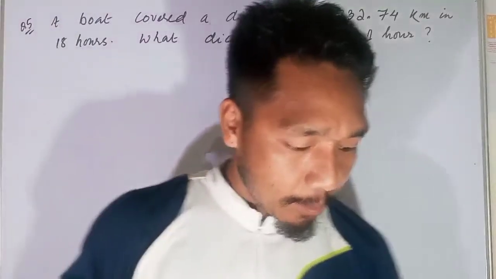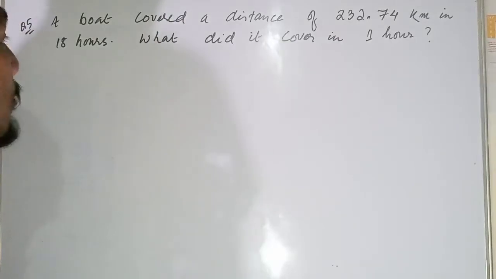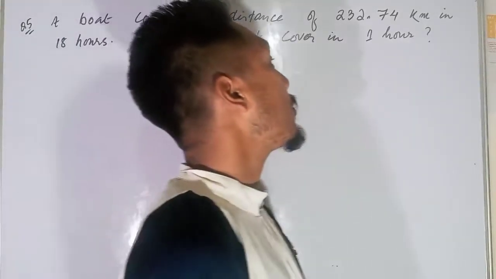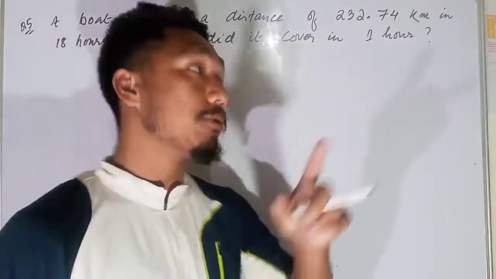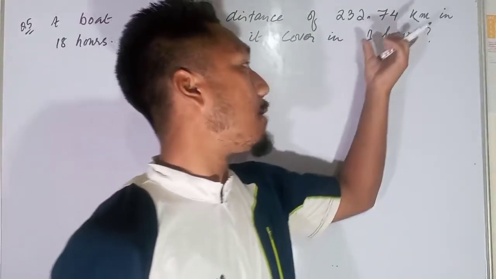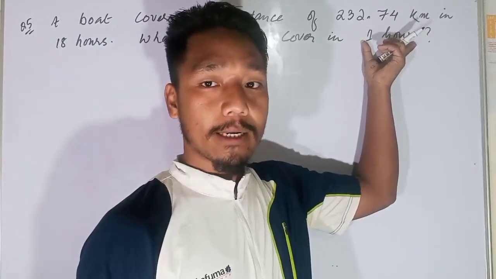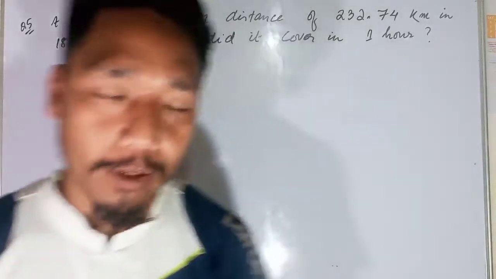So let's go to question number 5. You see, question number 5 here. A boat covers a distance of 232.74 kilometers in 18 hours. In 18 hours, it has covered this. That means how much distance does it cover in 1 hour? So you are asked to find the distance covered in 1 hour. So what shall we do here?